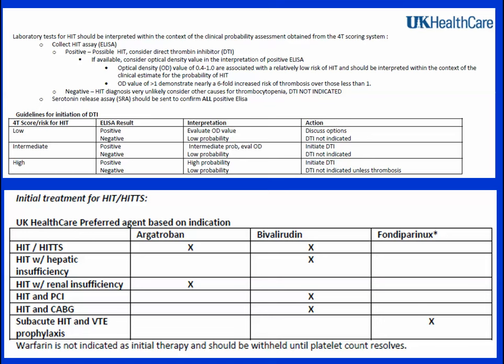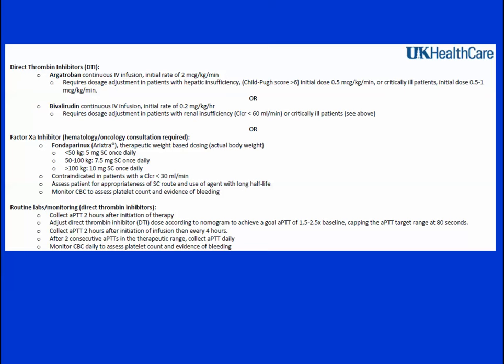This shows the guidelines for initiating direct thrombin inhibitors to treat HIT based on the results of various tests. And on the bottom indicates the preferred agents. This describes these agents in more detail.